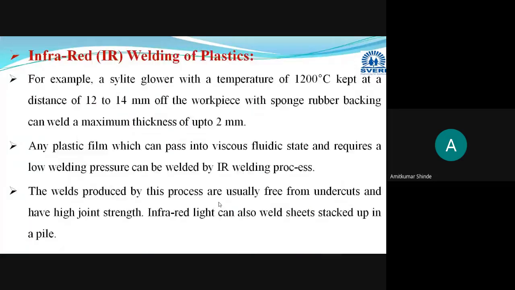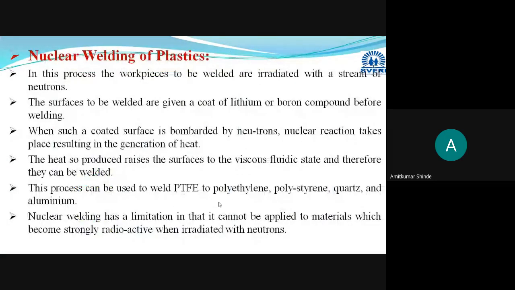Then after infrared welding, nuclear welding of the plastics. Here, the particular component required to be welded is irradiated with a stream of neutrons. Practical examples: PTFE material can be joined to polyethylene, or polymethyl methacrylate material can be joined. So this is the nuclear welding of the plastics. In this way, this chapter, welding of the plastics, is completed.